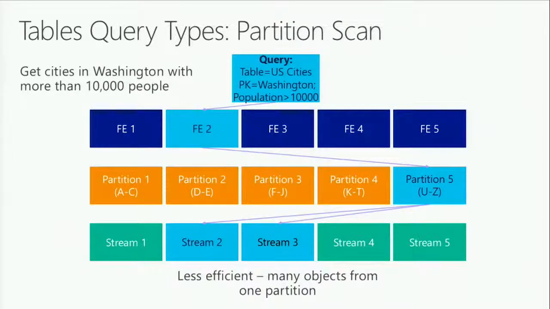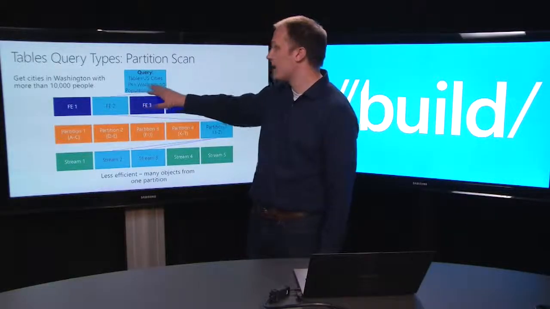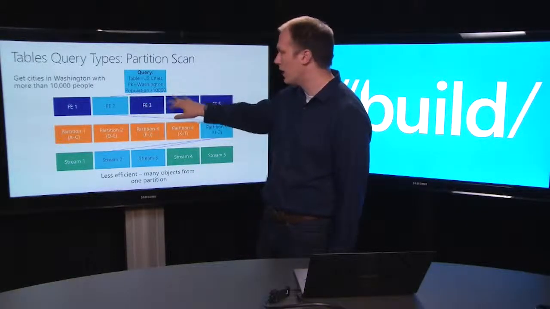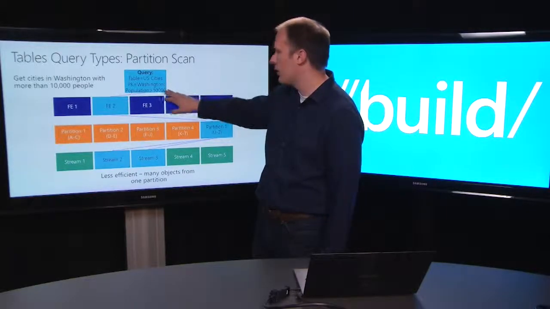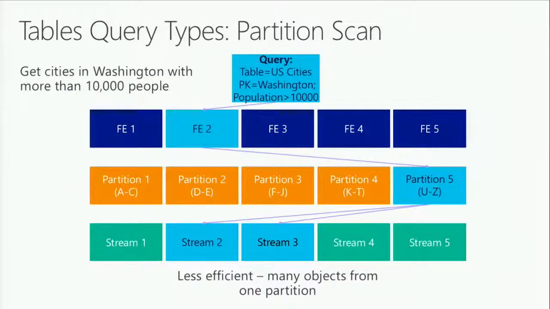Here's the second scenario. You have a partition scan. In a partition scan, you see that we've specified a specific partition key, Washington still. So we're only involving one partition. But now we've put a filter on population, saying all cities with more than 10,000 people. This is still going to be a little less efficient. As you see, we've now involved 2 data servers. We're going to have to scan a lot more entities in order to be able to respond with the data.